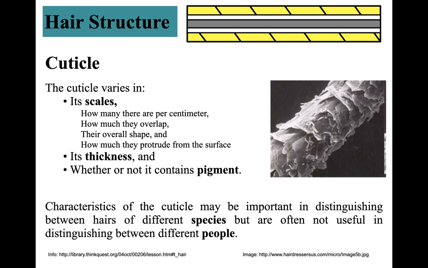So let's look at the cuticle of hair structure. It varies in its scales, so how many there are per centimeter, how much they overlap, their overall shape, and how much they protrude from the surface. It also varies in its thickness and whether or not it contains pigment. Some characteristics of the cuticle may be important in distinguishing between hairs of different species, but are often not useful in distinguishing between different people.